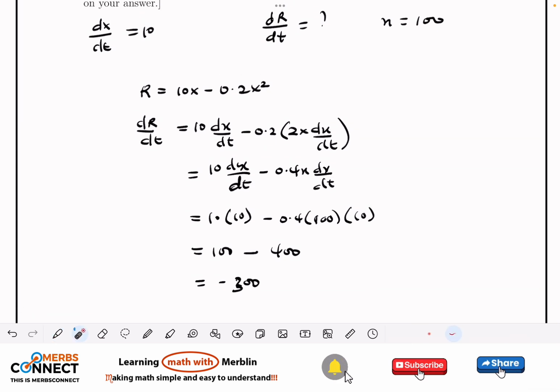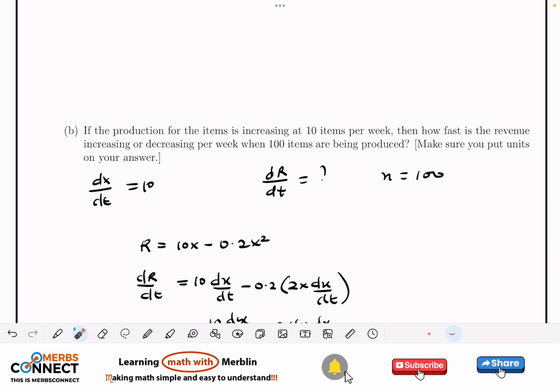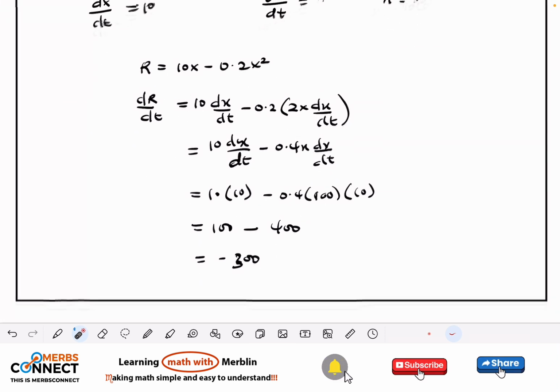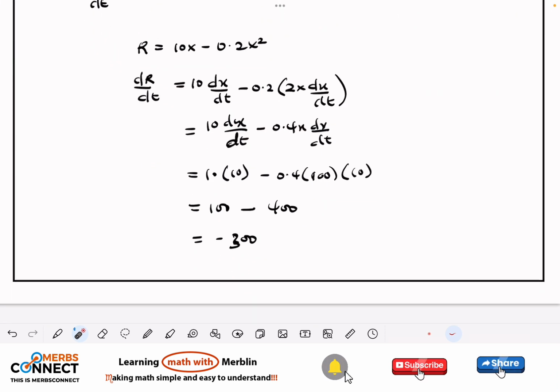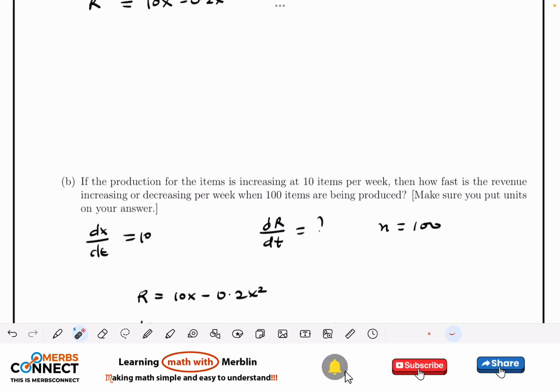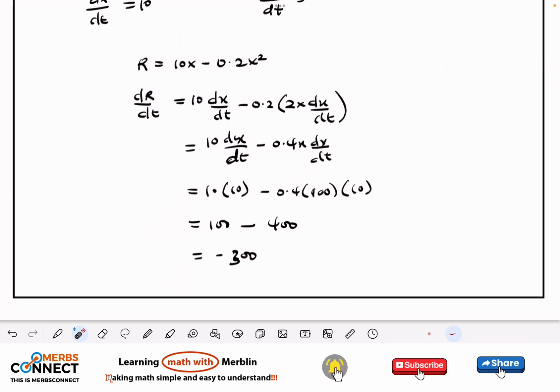So it means that the change in revenue is decreasing per week. When we increase production, the revenue too is going to decrease. It means that people are not going to buy a lot. So the change in revenue is going to decrease; we are going to have a negative.